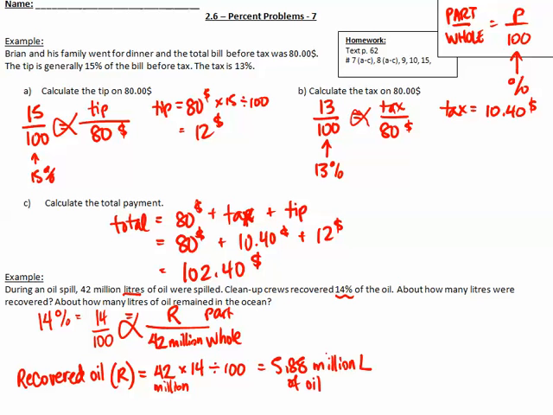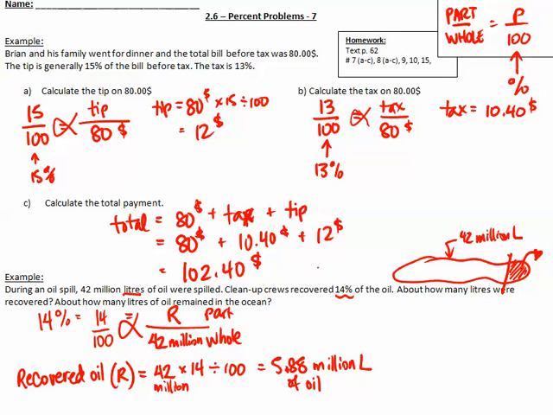What is this? Is this the amount that remained, or is this the amount that was recovered? Well, if I go back, this R represents the recovered oil. So 5.88 million liters of oil were recovered. If I want to draw an image of that, let's say this is my oil slick. Well, it's red. And this is 42 million liters of oil. Of that, 14% was recovered. So if I take about 14%, we recovered, or we took back this amount. This was 5.88 million liters of oil, or 14%.